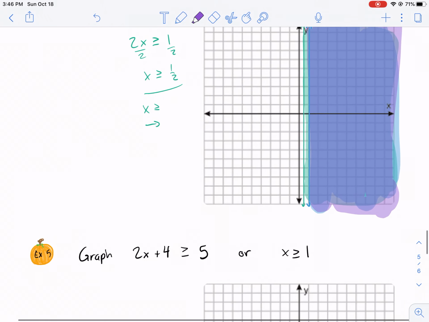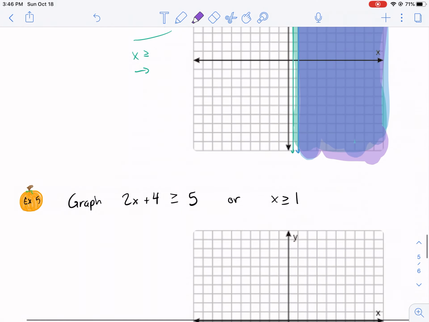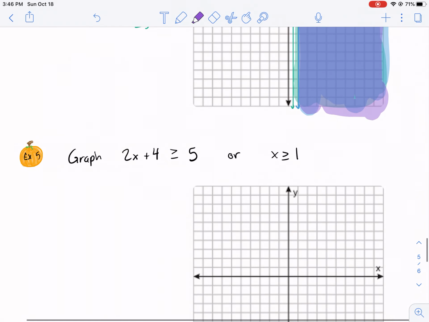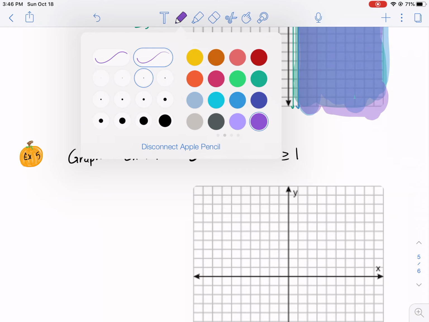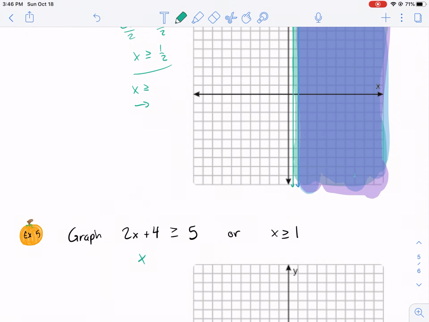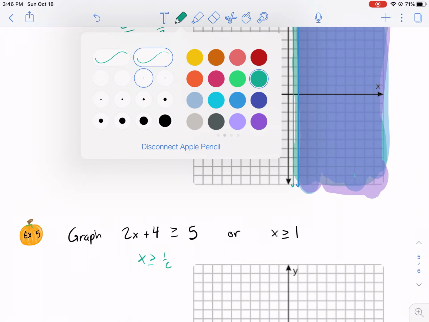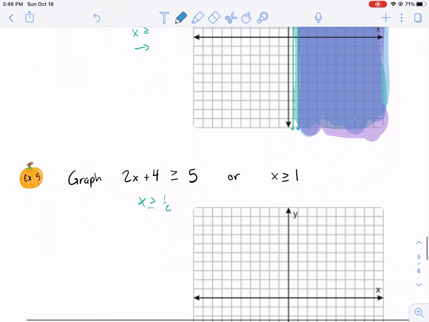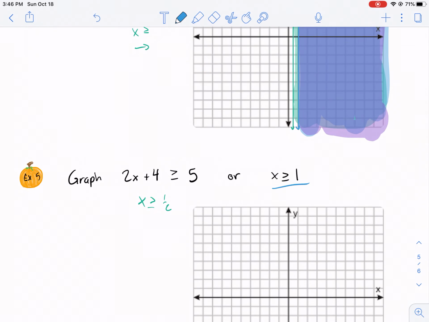Okay. Now we have the same thing. We have these 2 lines here. I really wish it wasn't 1/2 because it would be a little bit easier. But whatever. And we're going to get the same thing when we solve. We get x ≥ 1/2, and this is still x ≥ 1. And this is just to show you the difference between and or. So we have x ≥ 1.